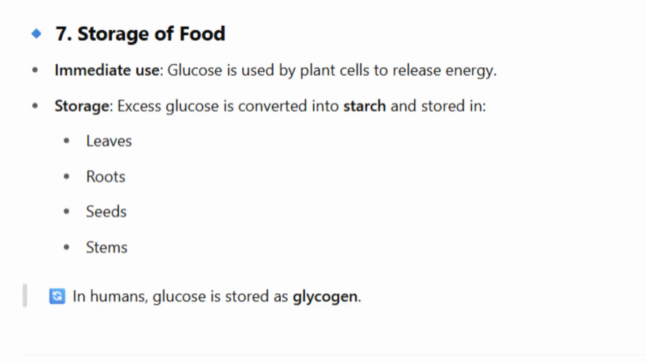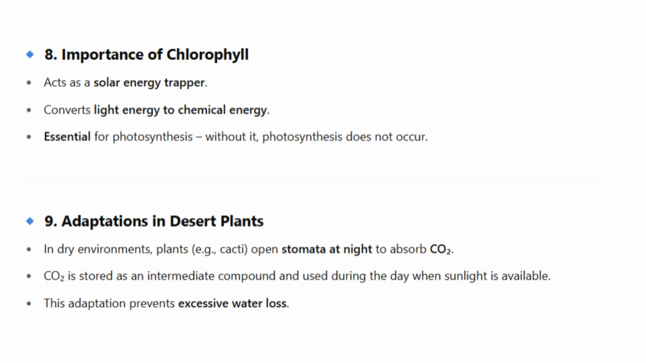7. Storage of food. Immediate use: glucose is used by plant cells to release energy. Storage: excess glucose is converted into starch and stored in leaves, roots, seeds, and stems. In humans, glucose is stored as glycogen. 8. Importance of chlorophyll. It acts as a solar energy trapper and converts light energy to chemical energy. It is essential for photosynthesis. Without it, photosynthesis does not occur.